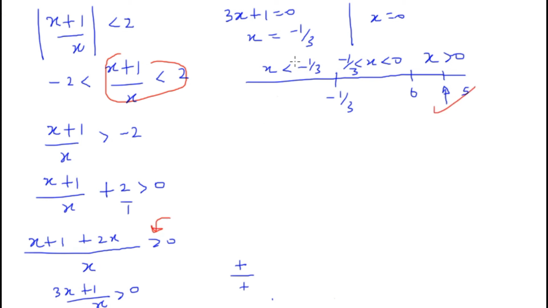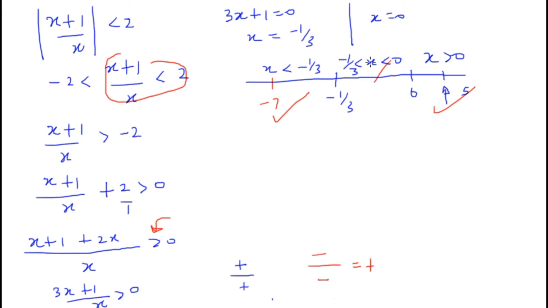If I pick a value in this region, let's say I pick minus 7, and I substitute minus 7 at this point, that's 3 times minus 7, which is minus 21, plus 1. That's a negative value. At the denominator, a negative value, because I'll be substituting minus 7 as x. So minus divided by minus is supposed to be positive. So this region also satisfies the inequality.